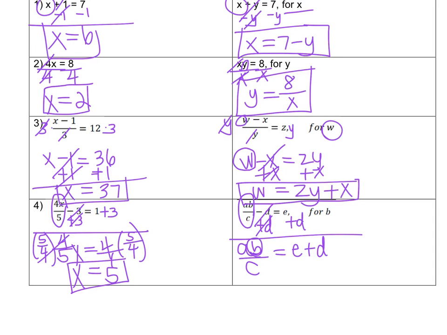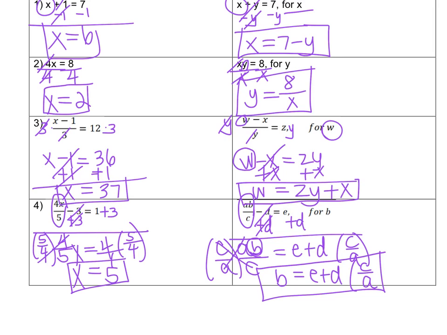Okay, remember the goal is to get B by itself. So I could multiply each side by C and then divide by A, or just multiply by the reciprocal, C over A. C over A times A over C would just be 1, because these variables would cancel, leaving me with just B equals E plus D times C over A.